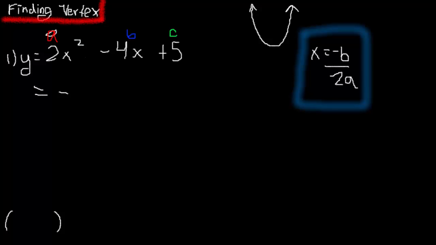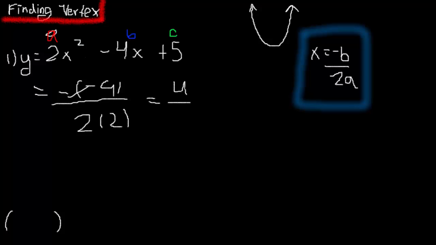So this would be negative negative 4, and of course we know that cancels out. We'll do that canceling out later, and 2 times 2. Alright, okay, so let's do 4, because these two cancel out. 4 over 4, and that'll equal 1.